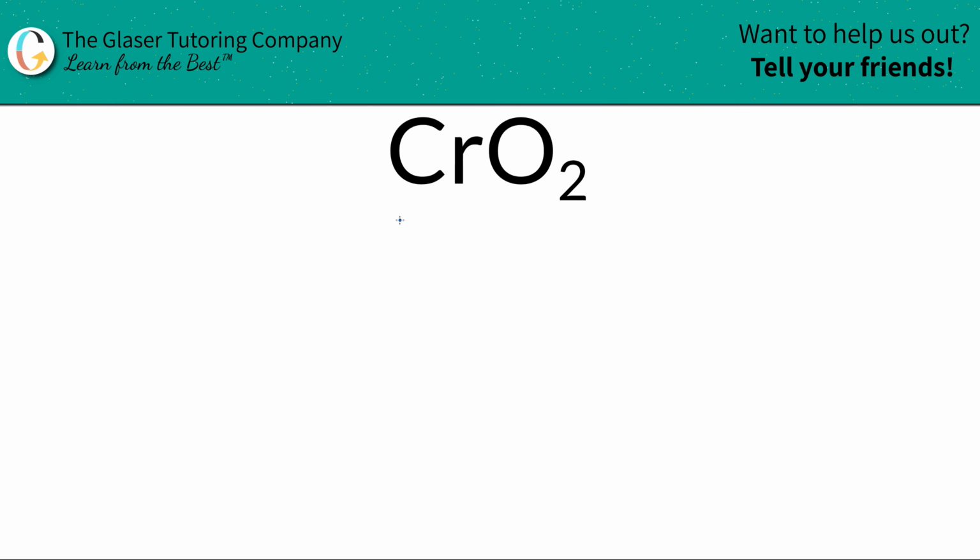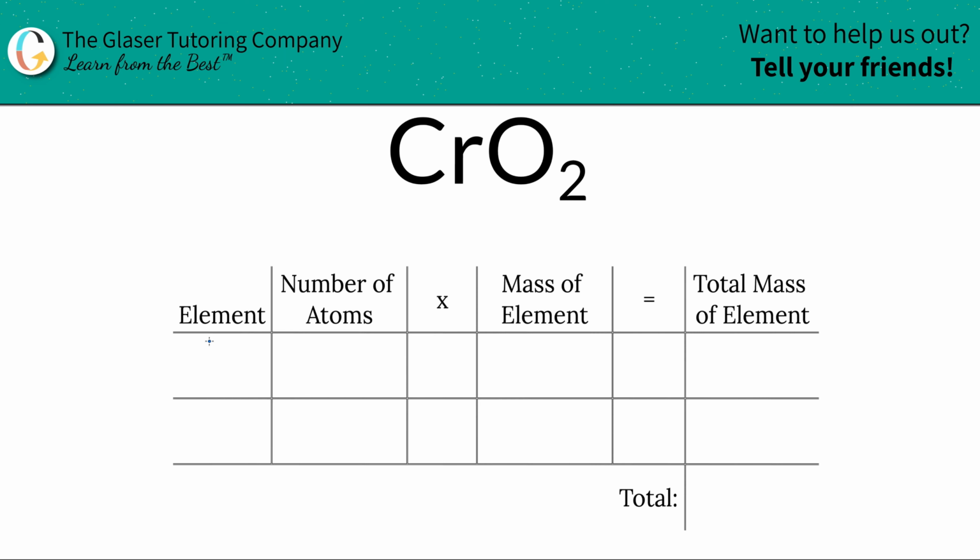How do we find the percent composition of chromium and oxygen in chromium 4 oxide? Turns out it's a very simple process. First, we've got to find the mass of this compound, and then we can easily find the percentages. Watch. Bam! So the first thing I'm going to do is write down the elements I see in the compound.